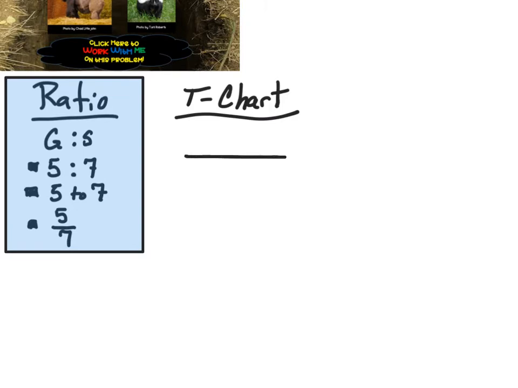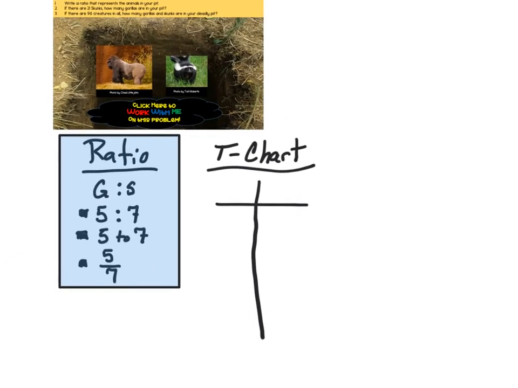I'm simply going to make the old T-chart right like that. Then I'm going to put G for gorillas on one side, and the S on the other side for the big bad skunks. Now my ratio is 5/7, so I'm going to keep that consistent and write 5 over here and 7 right there.